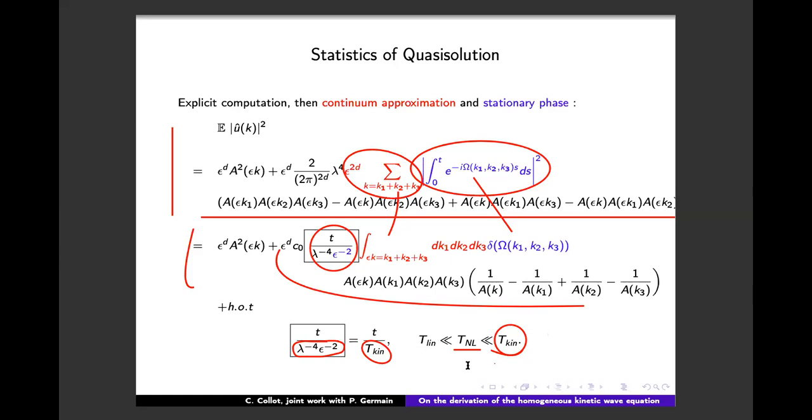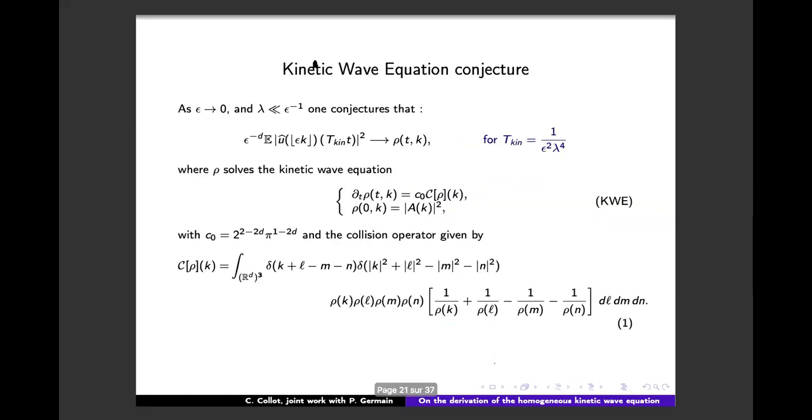Then I go back to some real formulas. And what I see is that, in fact, what will appear with the nonlinear effects is just some kernel here. And the conjecture is the following: in some asymptotic regime, as epsilon goes to 0, as I'm weakly nonlinear, we conjecture that statistically, your Fourier coefficients will evolve according to the so-called kinetic wave equation that I write here, which is just to say that with this new time scale, the evolution is encoded by some collision operator that is written here.